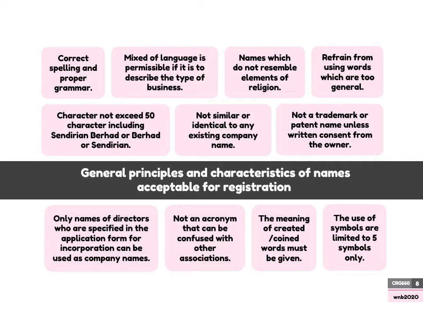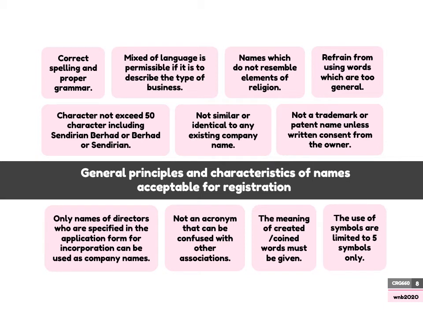Not an acronym that can be confused with other association. Tak boleh guna singkatan perkataan macam UITM, UTM, UKM. You mungkin nak buat nama kedai makan saya, KMS. Lepas tu letak KMS Sendirian Berhad. Lepas tu orang akan confuse dengan College Matrikulasi Seremban, KMS. Tak boleh, okay? Kalau nak letak akronim, make sure dia takkan menyebabkan kekeliruan.